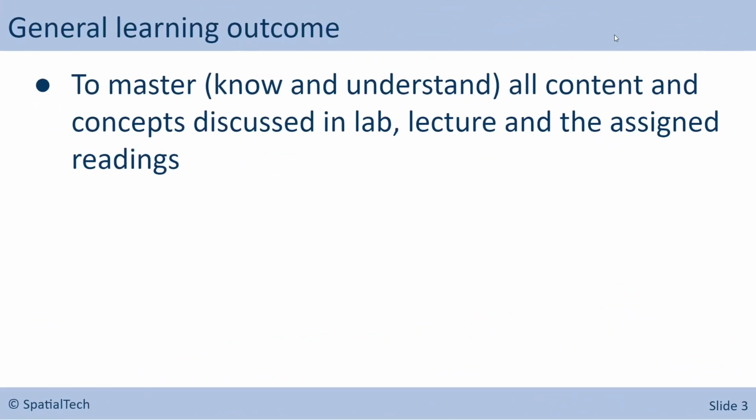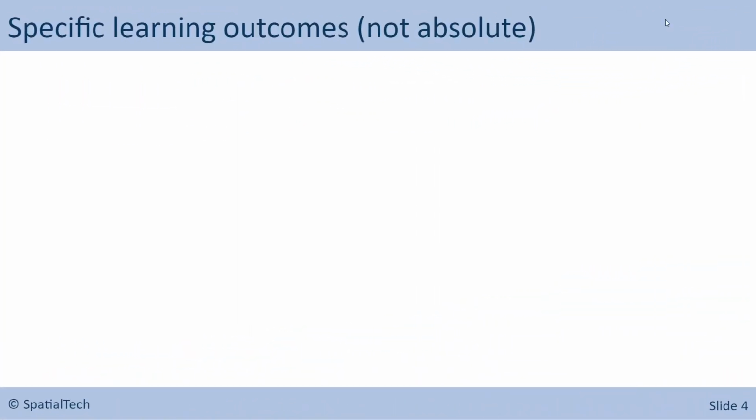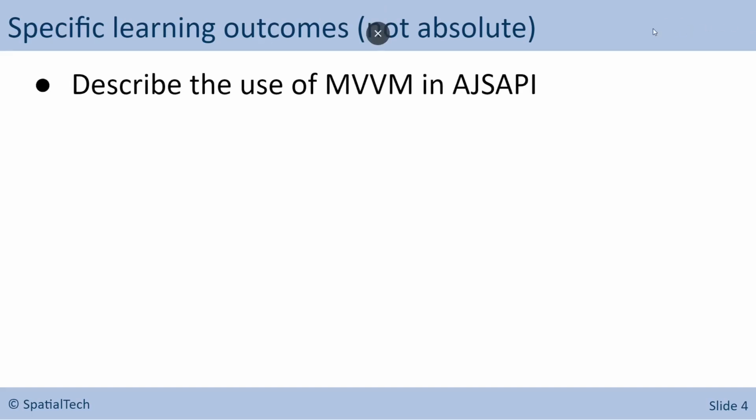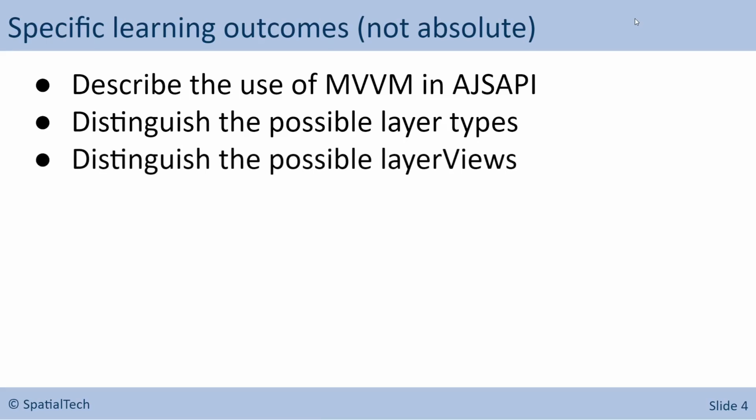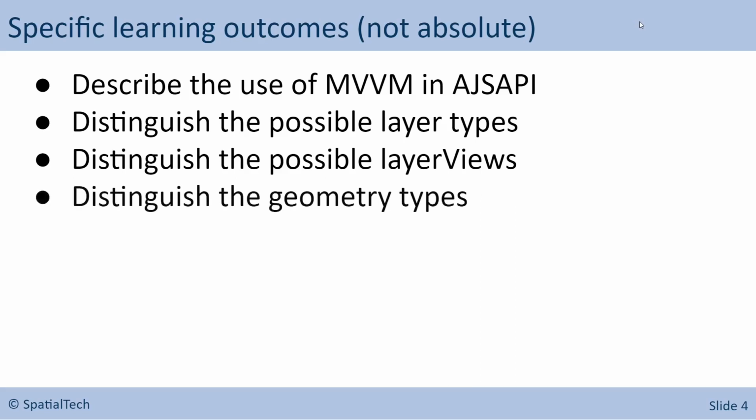The general learning outcome is to master, know, and understand all content and concepts discussed in lab, lecture, and the assigned readings. The specific learning outcomes, although not an absolute list, are to describe the use of the MVVM pattern in the SDK, distinguish the possible layer types that you might encounter or have to create and place on a map, also their corresponding layer views, if they have one, and distinguish the geometry types that you might have to work with when you're using the ArcGIS JavaScript API.